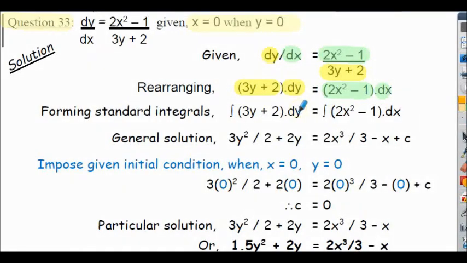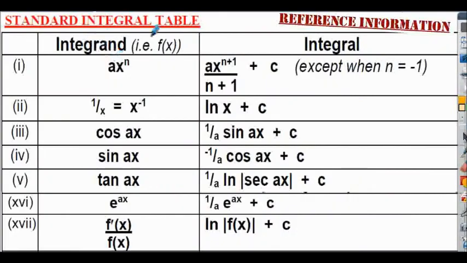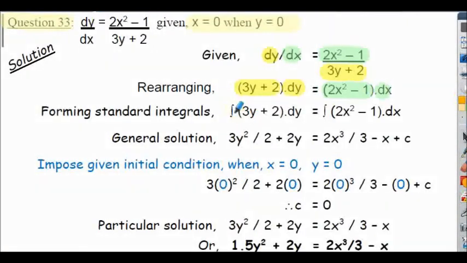These are both standard integrals here. Back to our integral table. Both left and right hand side of the equation are of this form here. So integrating the left hand side, shown here, and integrating the right hand side, I'll put my constant of integration on the right hand side. It doesn't matter which side you place the constant of integration.